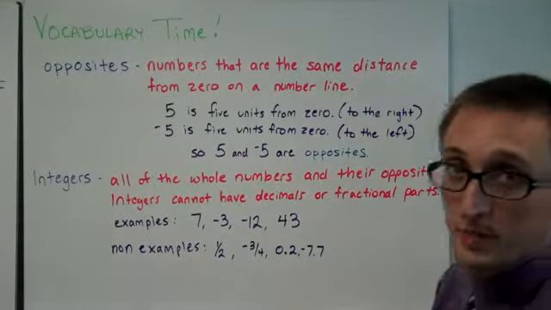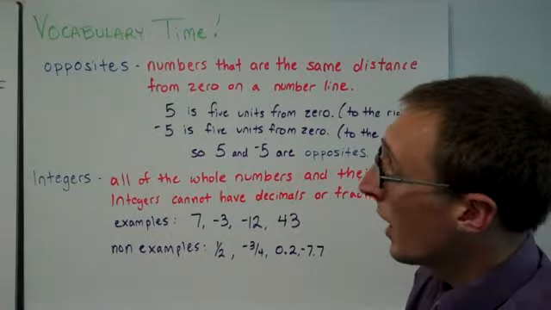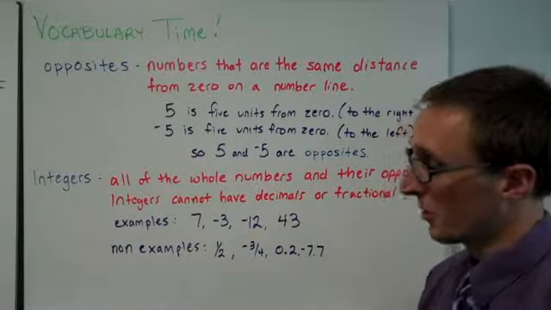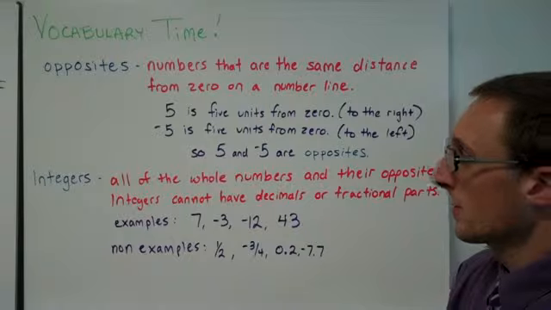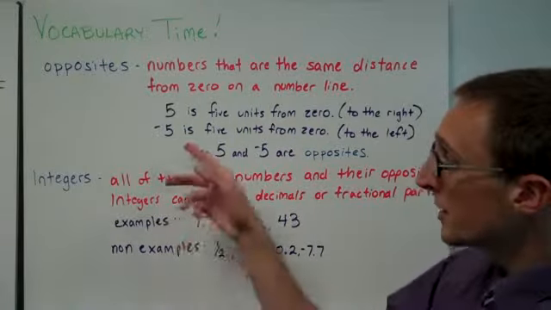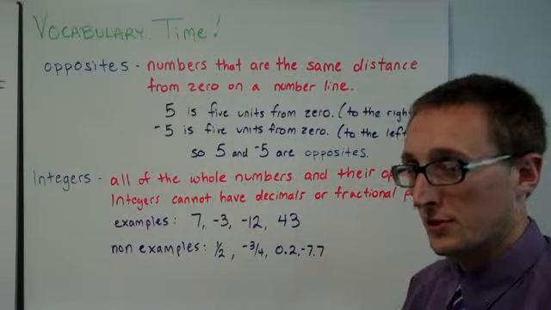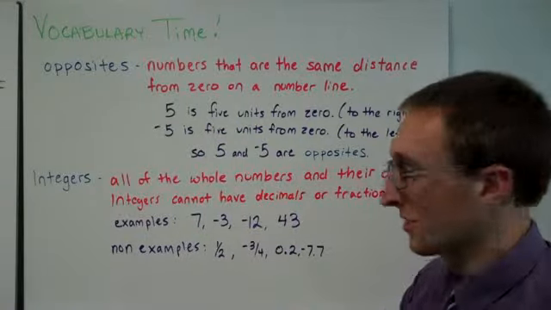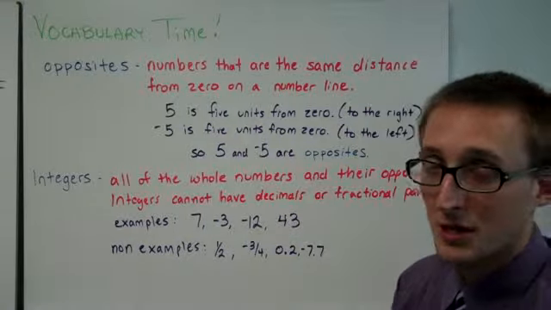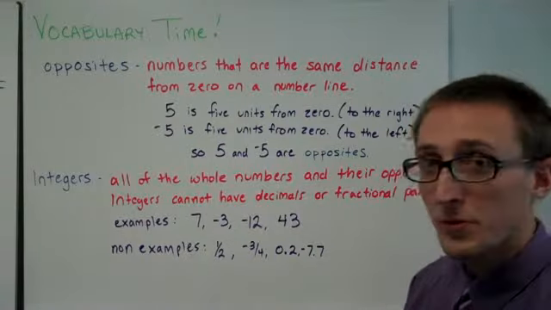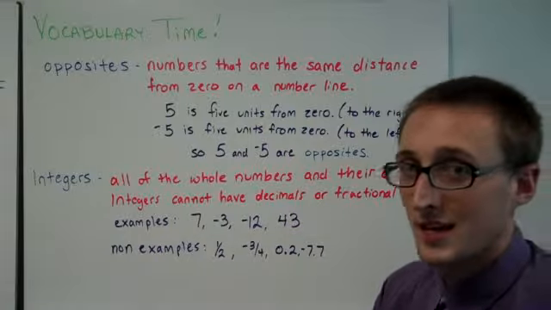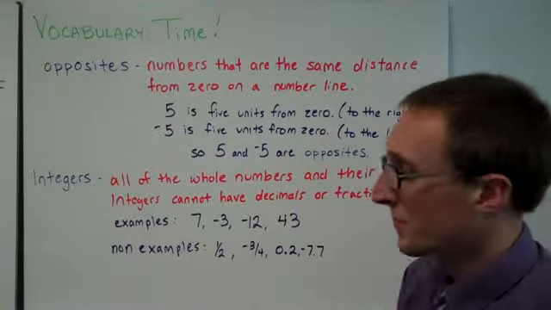Now let's learn some vocabulary. You will need to know these words. Opposites. Opposites are numbers that are the same distance from 0 on a number line. So for example, 5 is 5 units from 0. It's to the right of 0. Negative 5 is also 5 units from 0. It's just in the other direction. It's to the left of 0. So 5 and negative 5 are opposites because they're the same distance away from 0. Another pair would be something like 32 and negative 32, or 1 and negative 1, 10 and negative 10. I think you're catching my drift.